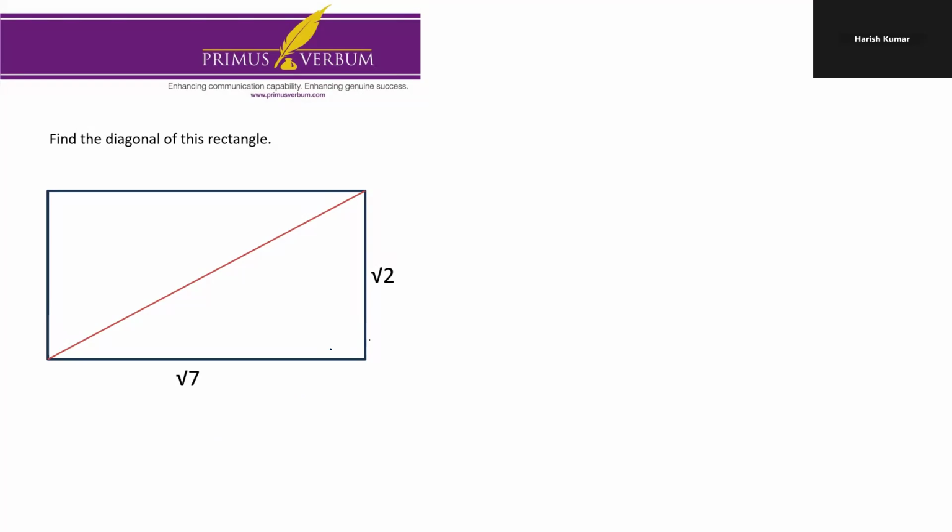Now we can clearly see that we have a right angled triangle here. The diagonal is the hypotenuse of the triangle. Therefore, the length of the hypotenuse of this triangle is going to be the length of the diagonal. So the length of the diagonal D is equal to the hypotenuse.